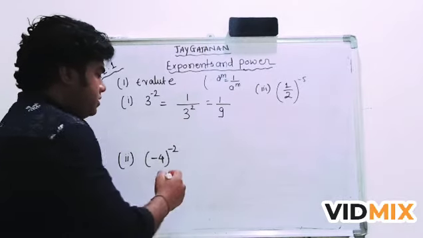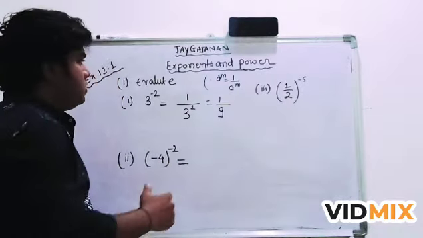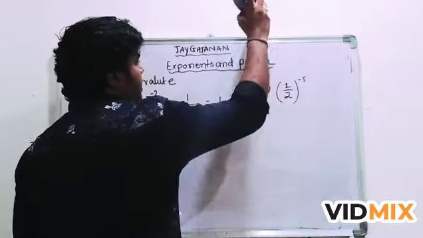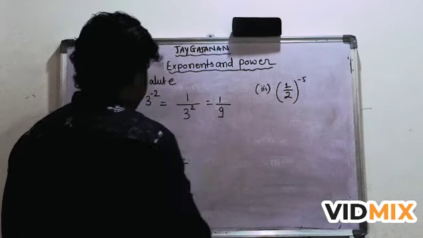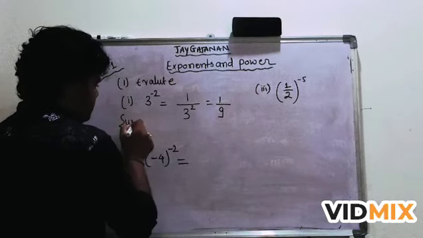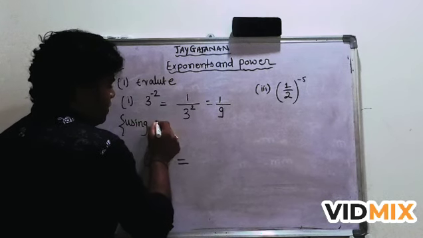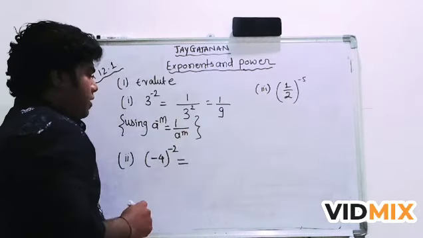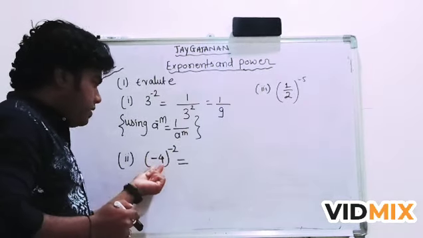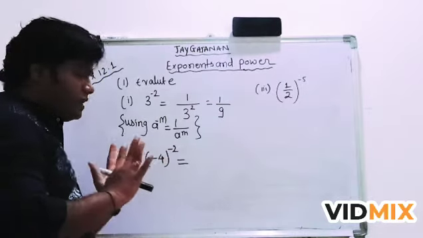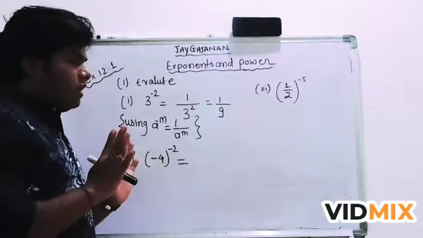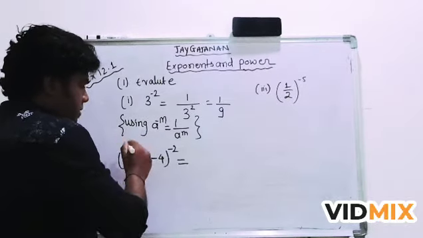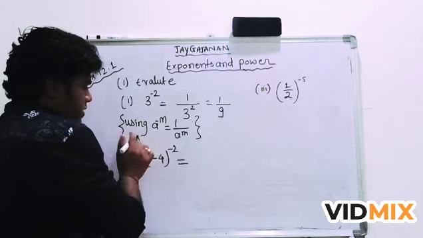Now let us go to the next question. Question number 2. I will rub this; it looks a little messy, so I just rub it out. I will use a to the power minus m is equal to 1 upon a to the power m. Alright. So now in the next question, minus 4 to the power minus 2. Now both are minus, don't get confused. We have to use the same identity which we have used here.